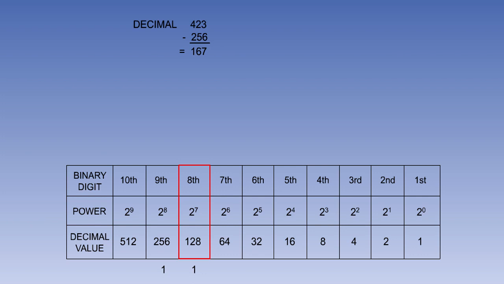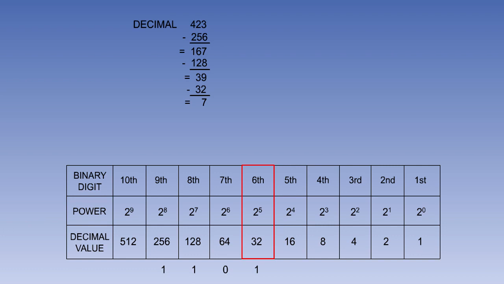This is greater than the next decimal value of 128, so we add a 1 under that column. Subtracting 128 from 167 leaves 39. This is less than 64, so we place a 0 under this column. It is, however, greater than 32, so a 1 goes under the sixth column.